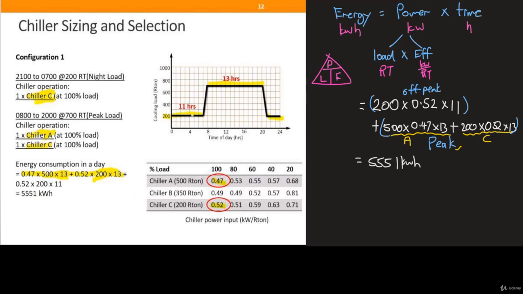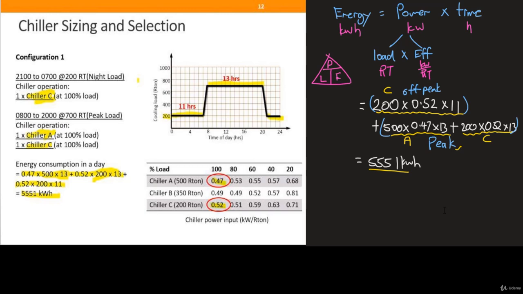Then as for your off-peak consumption, you will need to use 0.52 times 200 times 11 hours, since your off-peak is operating at 11 hours, okay, and also is 200 ton and the efficiency is 0.52. So if you sum them up together, you should get this particular consumption for a day. So make sure you are clear about this step, okay. So we are going to repeat this whole procedure for the second configuration, which is 3 times 350 ton, before you can make a comparison.